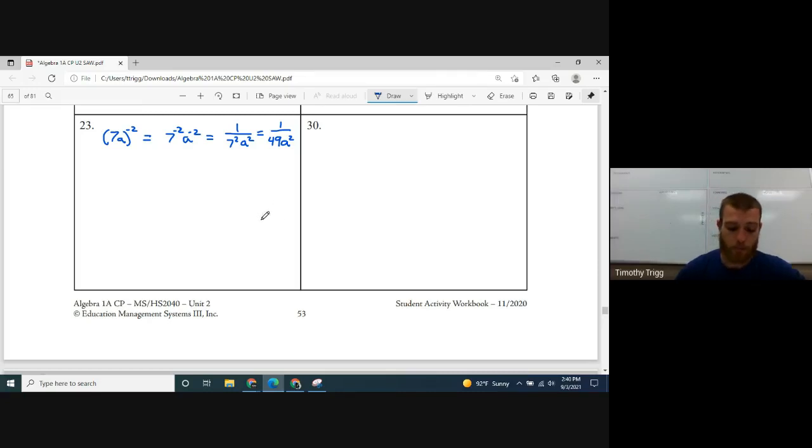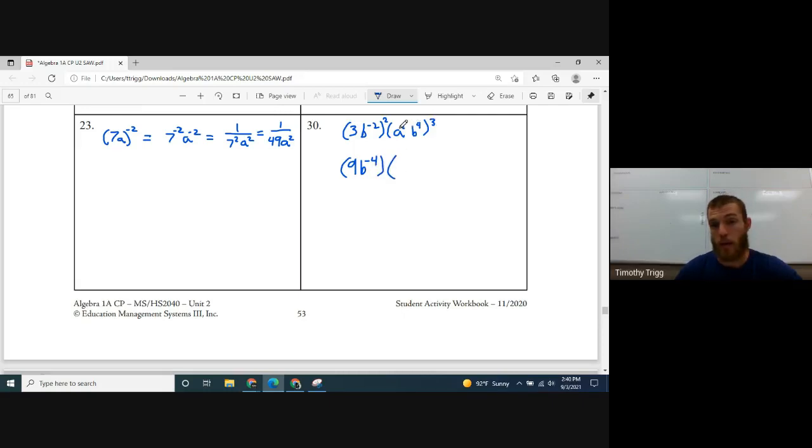Question 30. Oh, here. They're getting a little more complicated here, but not too bad. So 3b to the -2 times, and this gets a squared as well, a squared b to the 4th to the 3rd. Okay, so let's look at this first parentheses first. So first, everything in this parentheses gets a squared. So that's going to be 9, and then b to the -4, right? Because -2 times 2 is -4.